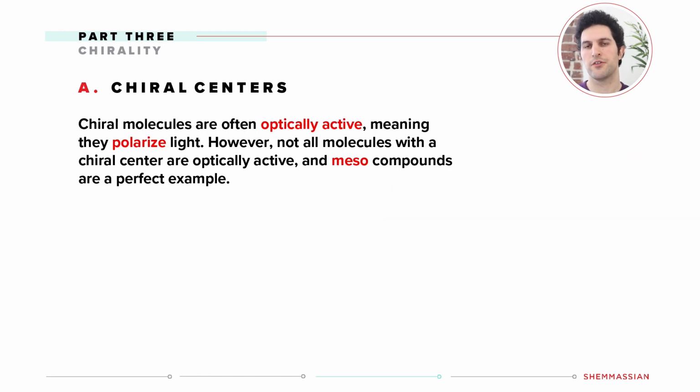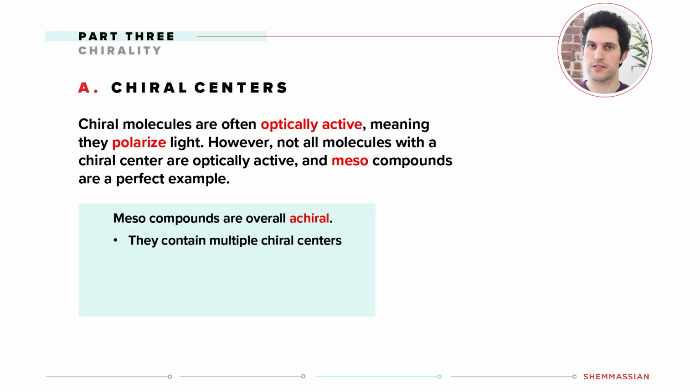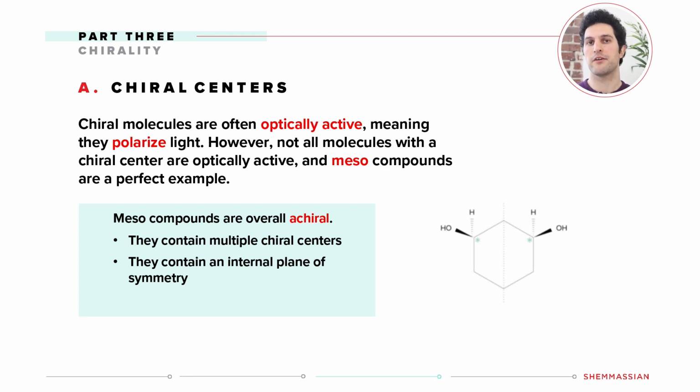Something unique to chiral molecules is that they are often optically active, meaning they are able to interact with and polarize light. However, not all compounds that contain a chiral center are optically active. In fact, a compound that has multiple chiral centers may not be optically active. In some cases, a molecule may have multiple chiral centers but still be achiral. Mesocompounds, for instance, contain multiple chiral centers and an internal plane of symmetry. As a result, a mesocompound containing multiple chiral centers can still be achiral overall.